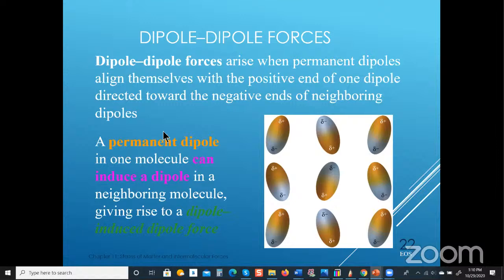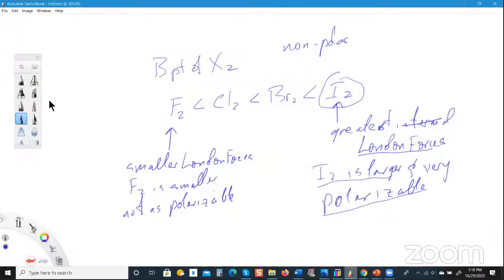Okay, now dealing with this short statement right here, it says that a permanent dipole in one molecule can induce a dipole in a neighboring molecule, giving rise to dipole-induced dipole forces. So what they're talking about here, let me go back to my writing pad here.